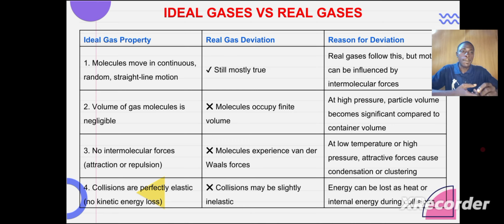So, collisions are perfectly elastic, is what number 4 is saying. Collisions may sometimes be perfect, but may be slightly inelastic. We are talking about real gases. Energy can be lost and all that. So it's not perfectly elastic as such, but at low pressure and high temperature, the ideal behavior of a gas becomes more prominent. Real gases tend to behave like ideal gases.